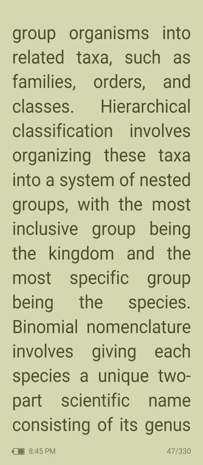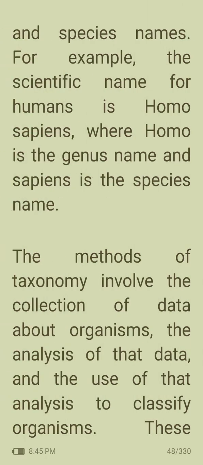These traits can be used to group organisms into related taxa such as families, orders, and classes. Hierarchical classification involves organizing these taxa into a system of nested groups, with the most inclusive group being the kingdom and the most specific group being the species. Binomial nomenclature involves giving each species a unique two-part scientific name consisting of its genus and species names. For example, the scientific name for humans is Homo sapiens, where Homo is the genus name and sapiens is the species name.